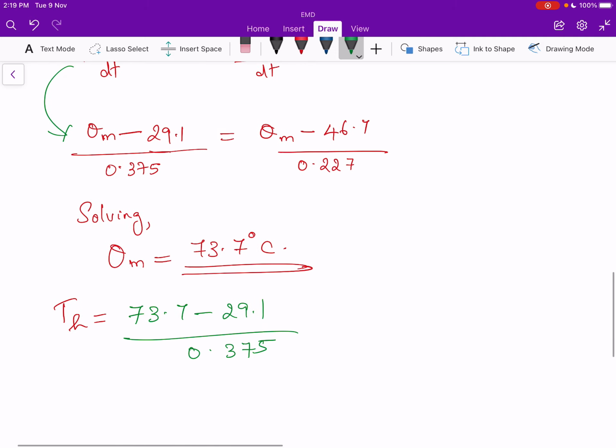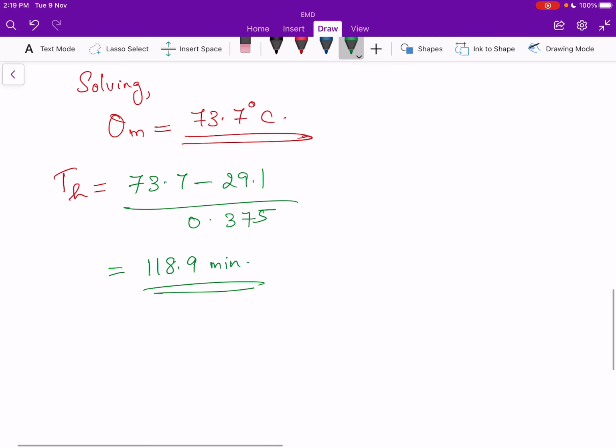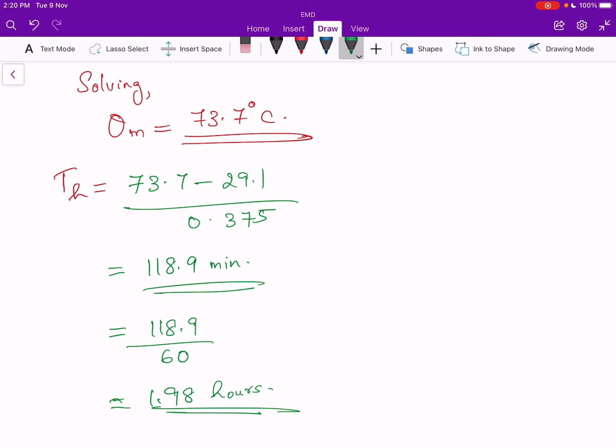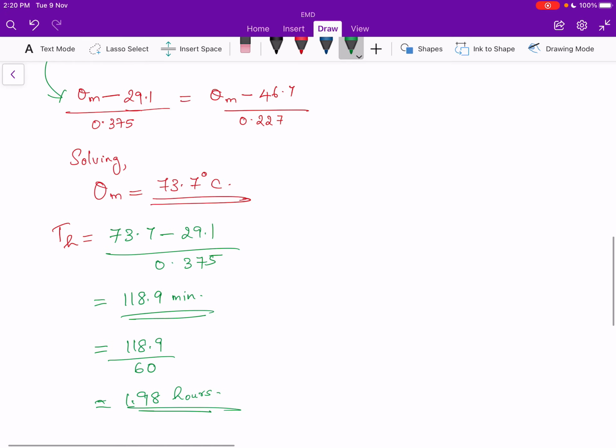And you will get this as 118.9 minutes, because the rate of change of temperature rise was given as 0.375 degrees Celsius per minute. So we will get the unit of heating time constant as minutes, and if you want to convert this to hours, you have to divide it by 60, so that you will get it as 1.98 hours. So this is the heating time constant. So the two things asked in the question were theta m and Th, and we have found both theta m and Th.